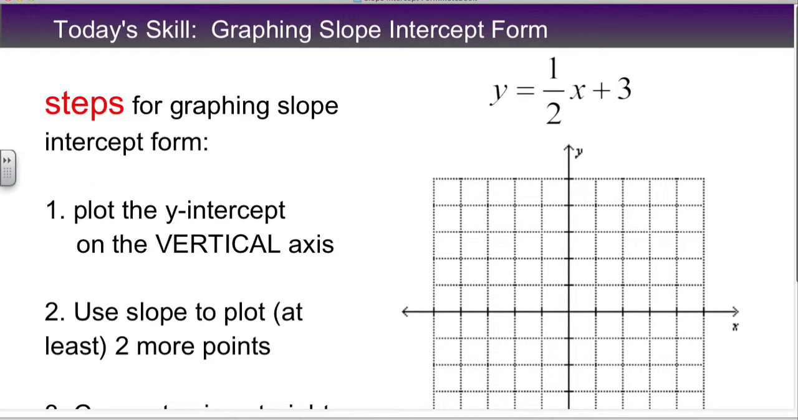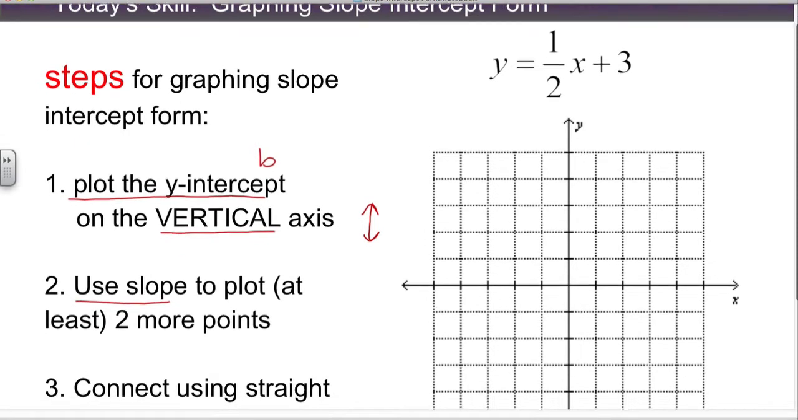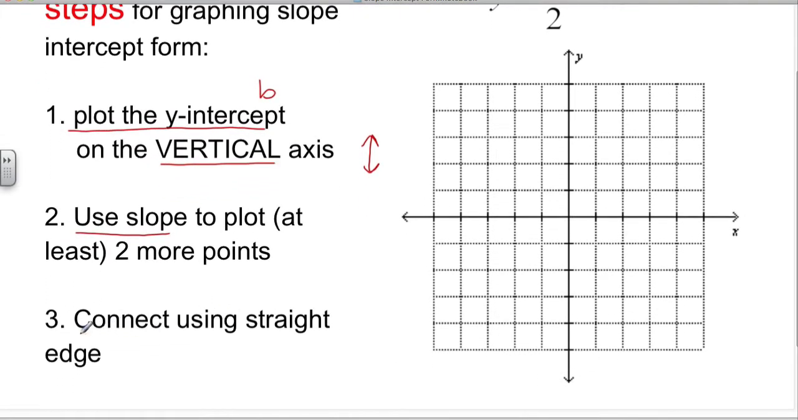Okay, so where we left off is we started talking about the steps for graphing in slope-intercept form, and I want you to write these steps down in your notes. The first thing that we're going to do is plot the y-intercept on the vertical axis. Remember, vertical is the one that goes up and down. The y-intercept is the b in the mx + b form. Once we do that, then we're going to use the slope to plot at least 2 more points. I'd like you to plot as many as you can fit on your graph. And then, of course, we're going to connect all of those points using some sort of straight edge.